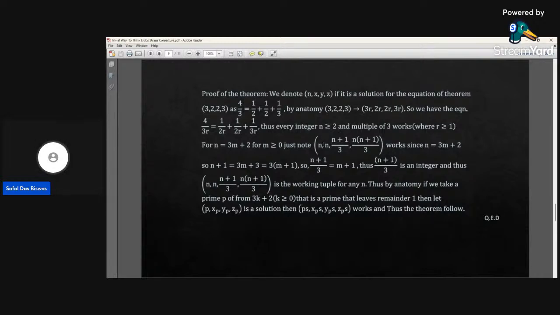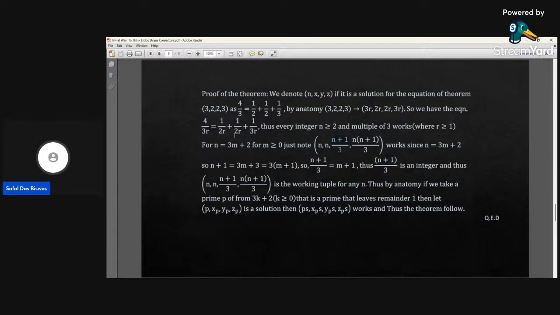So if we have the integer n, then x equals n, y equals (n plus 1) by 3, and z equals n times (n plus 1) by 3 works, since n is of the form 3m plus 2. Now you may ask: how are you claiming that (n plus 1) by 3 is an integer? Because this should be an integer in the equation.